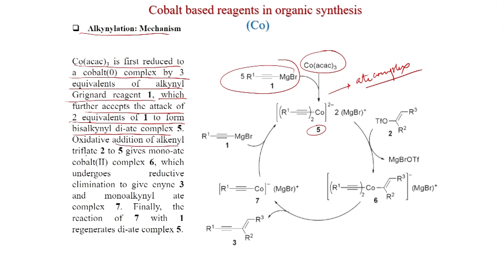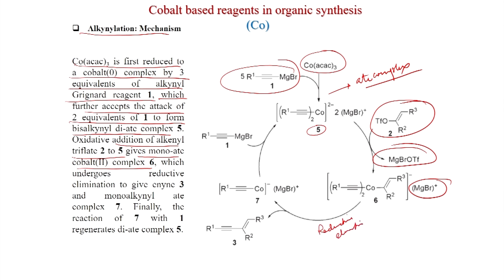Now, oxidative addition of alkynyl triflate 2 to 5 gives mono-ate cobalt(II) complex 6. So, this is the alkynyl triflate, and it adds to the cobalt, of course. One MgBr will eliminate as MgBrOTf, and one MgBr will reside like this with a plus charge. Now in this one, both the alkyne and vinyl group are present, so reductive elimination will happen now, which undergoes reductive elimination to give enyne 3. So this is the product.